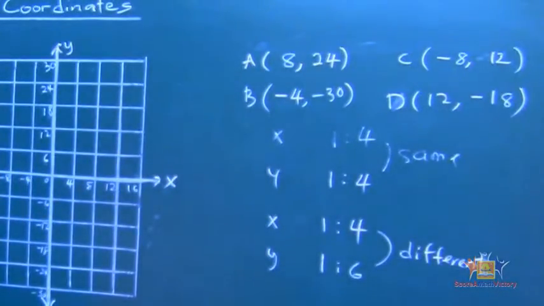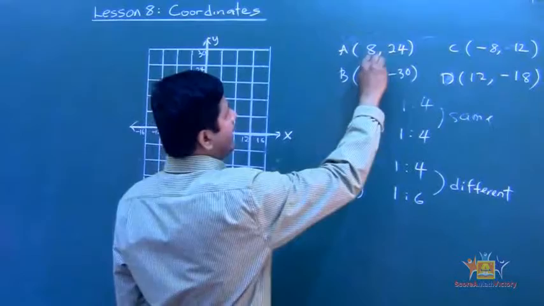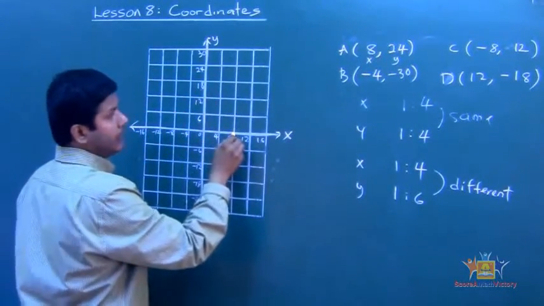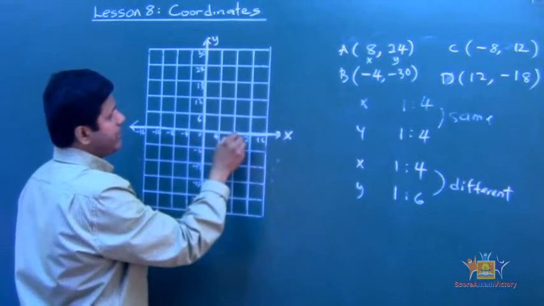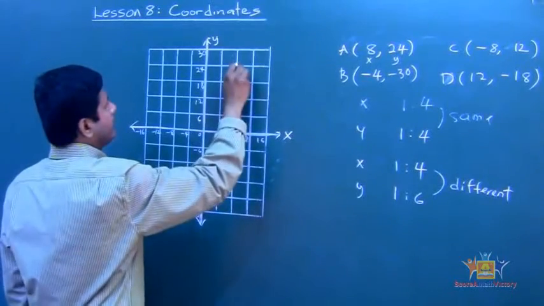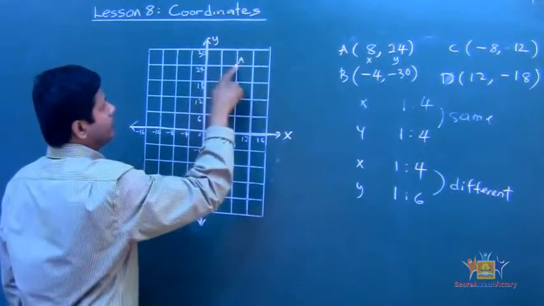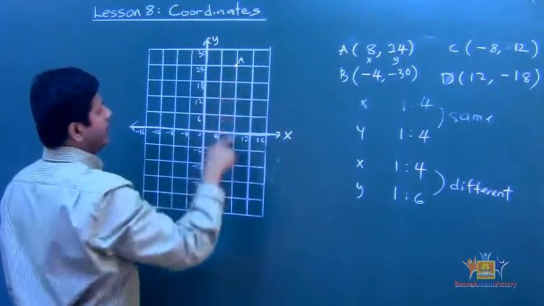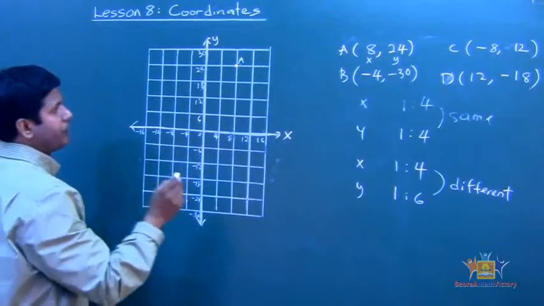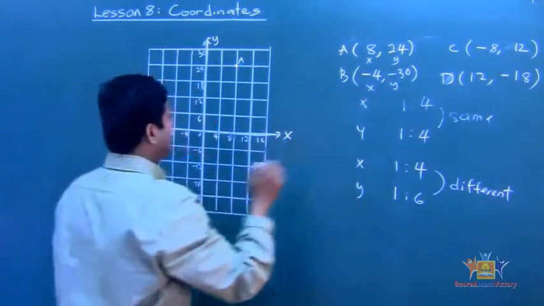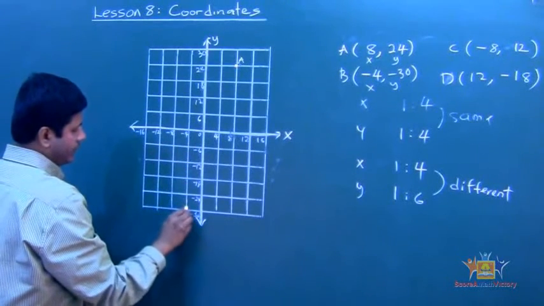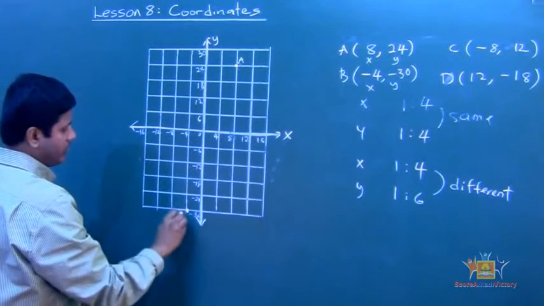Let's start with A. We know this is going to be X and this is going to be Y. So A is 8 and 24. That means right 8, up by 24. Right there, that's going to be your A. Let's look at B. B is -4, that's your X, and this is your Y. -4 and -30 is right here. That's going to be your B.